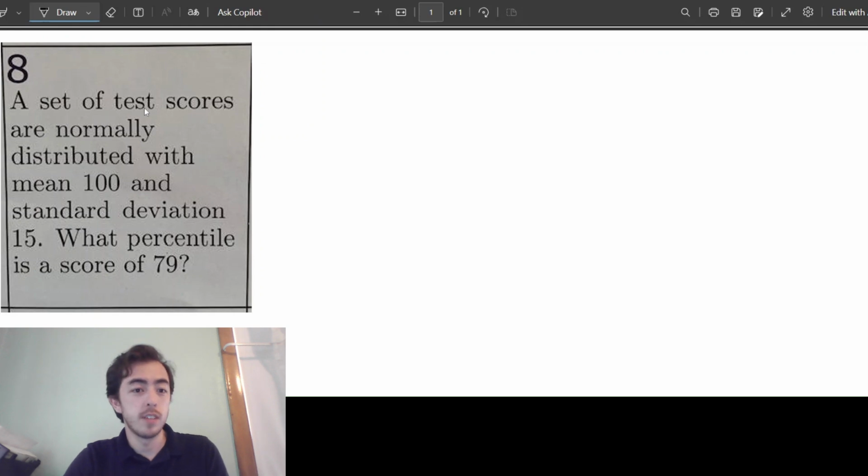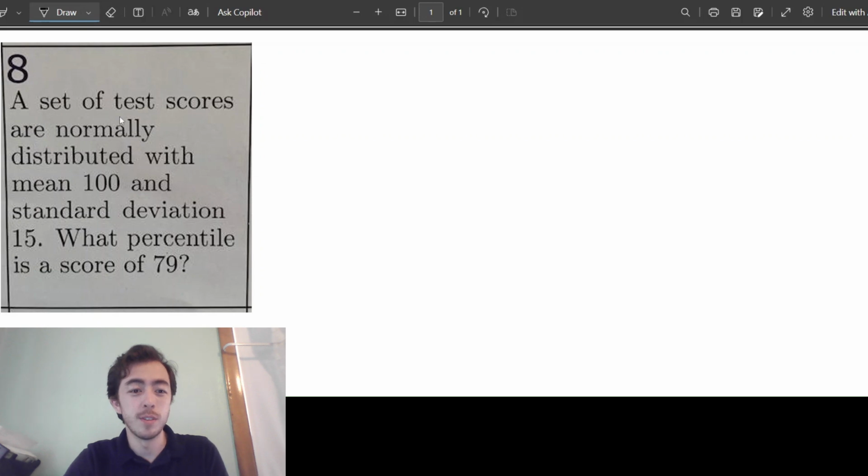A set of test scores are normally distributed with mean 100 and standard deviation 15. I would actually use the word "is" here because it says that a set is normally distributed, but oh well.